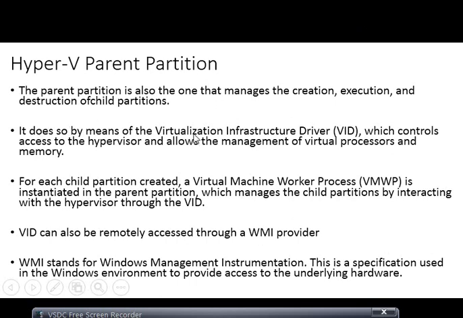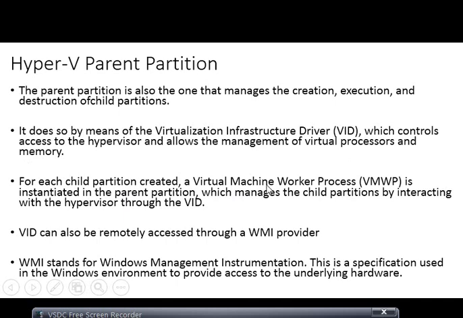How does it do this? The parent partition has a component called the virtualization infrastructure driver. This driver is useful to create the partitions. It has access to the hypervisor and allows the management of virtual processors. A virtual processor is assigned to each virtual machine. So if there are 4 child partitions, then there are 4 virtual machines, and there will be 4 virtual processors and 4 virtual memories.